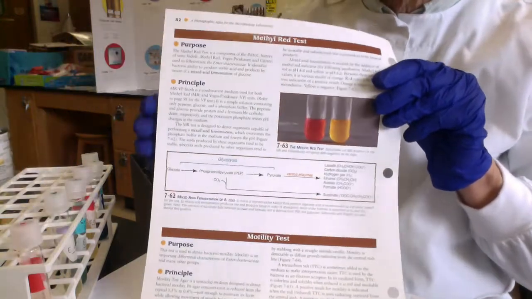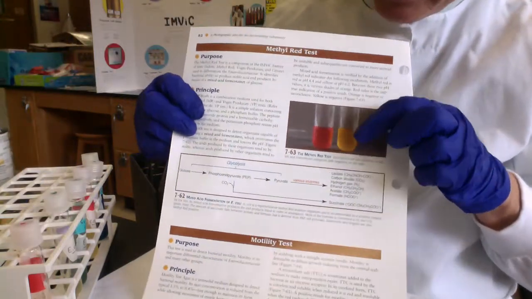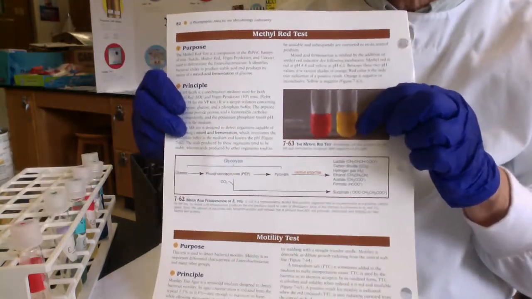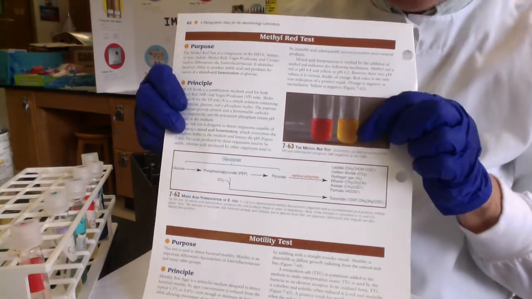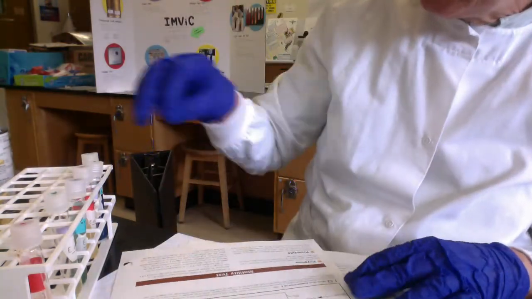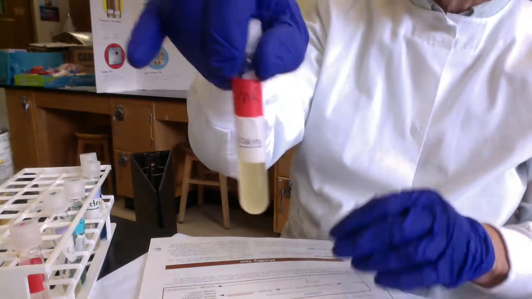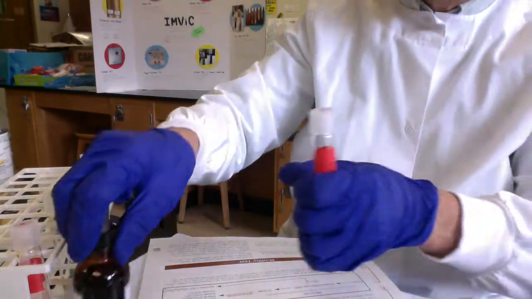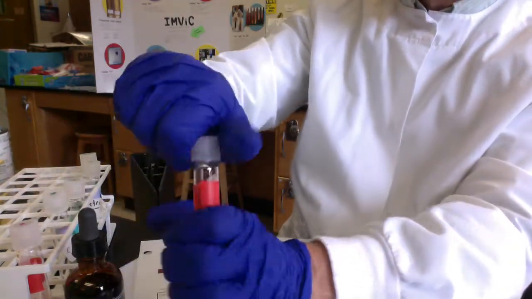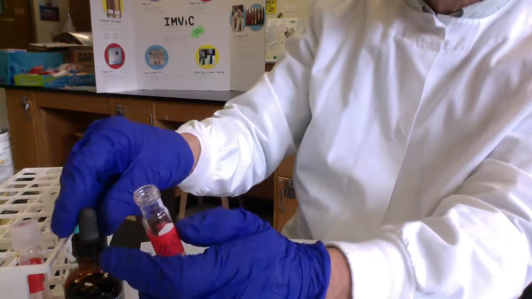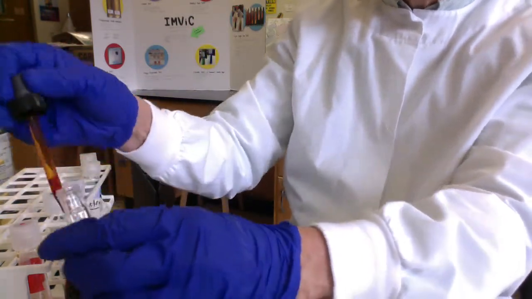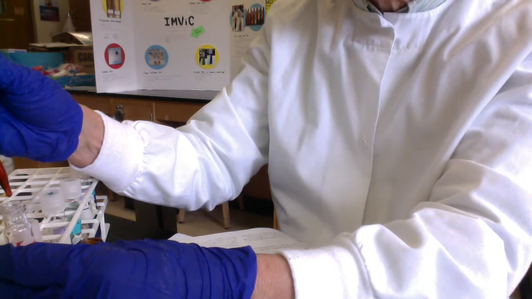Now, in contrast, folks, we're going to find out Enterobacter aerogenes uses a different fermentation pathway, not mixed acid fermentation. So when we add our pH indicator to our Enterobacter aerogenes, we're predicting it shouldn't turn red because it doesn't use mixed acid fermentation. So let's see what happens when we add our methyl red.